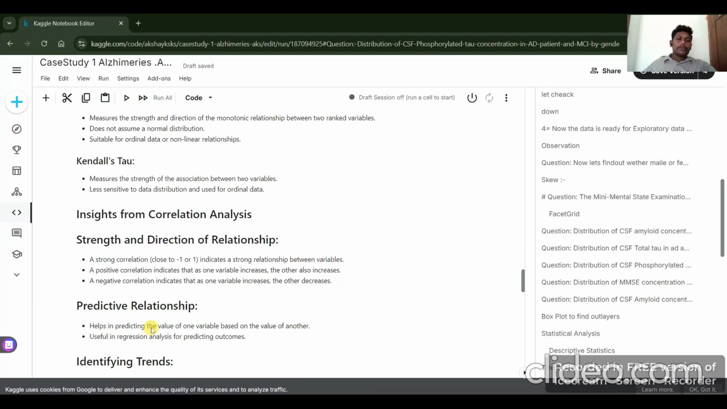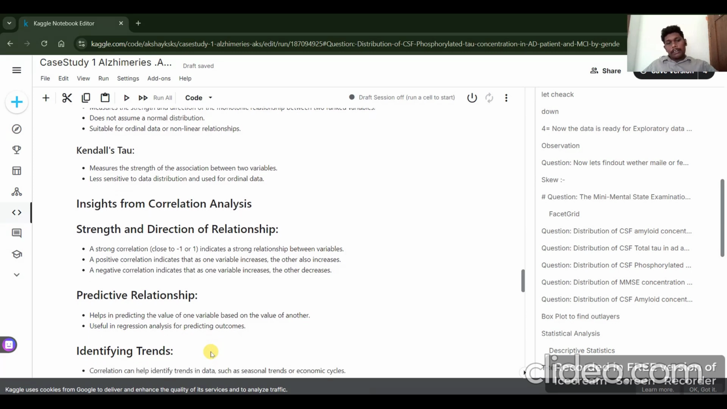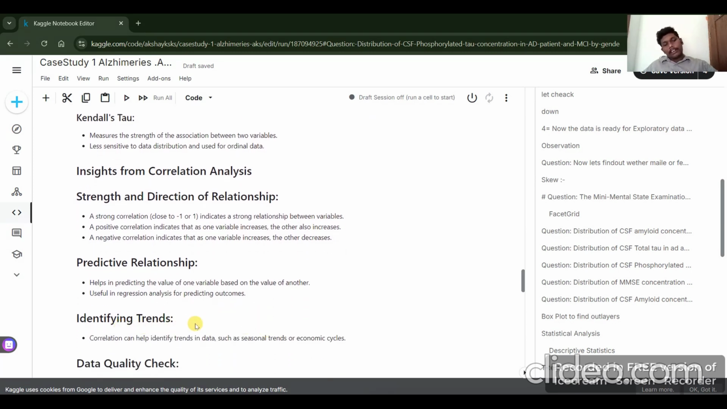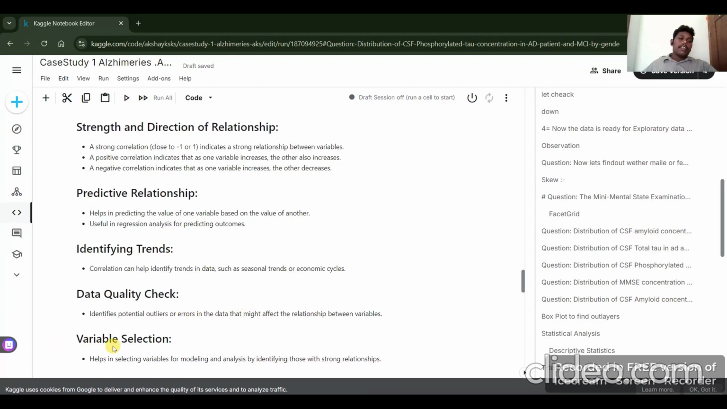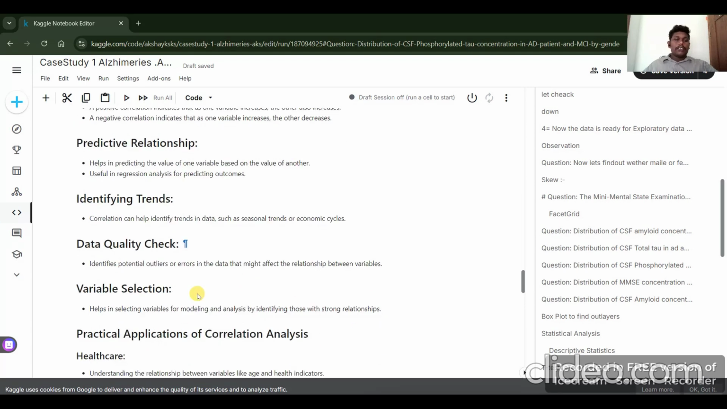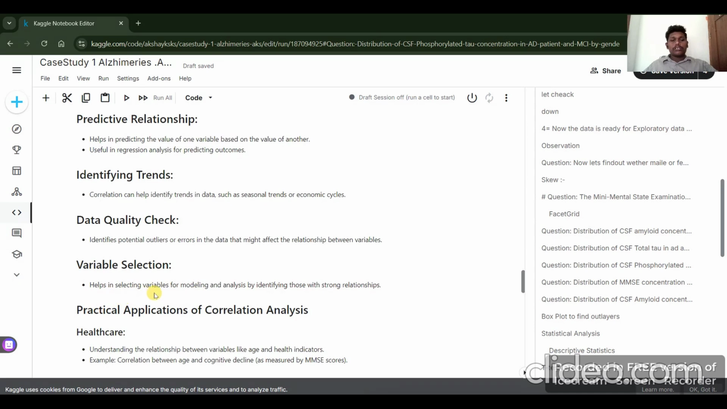Predictive relationship: it helps in predicting the value of one variable based on the value of another, useful in regression analysis for predicting outcomes. Identify trends: correlation can help identify trends in data such as seasonal trends or economic cycles. Data quality check: identify potential outliers or errors in data that might affect the relation between variables. Variable selection: helps in selecting variables for modeling and analysis by identifying those with strong relationships.